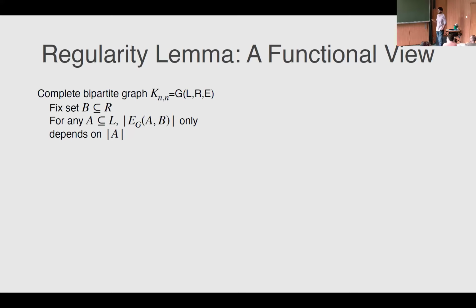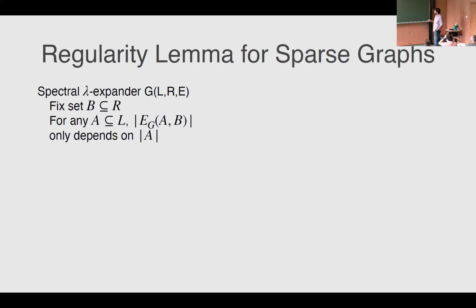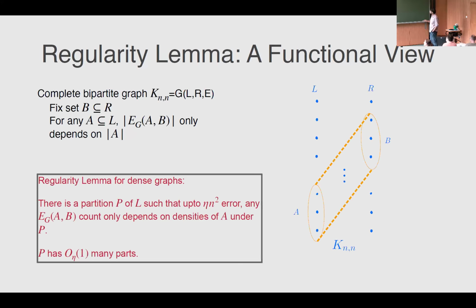This need not be true when we don't have a complete bipartite graph, of course, because the graph will have more structure. It's almost true in the sense that we have this regularity lemma for dense graphs that says that, okay, sure, maybe the edge count does not only depend on the size of A, but there is a partition of L into constantly many parts, such that this edge count between A and B only depends on the density of A under this partition P.